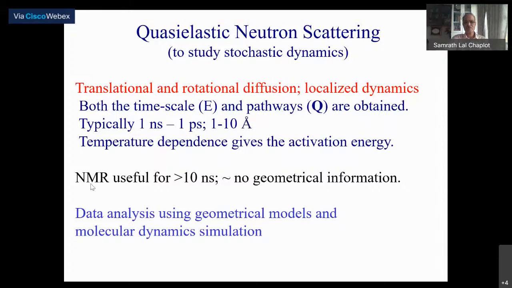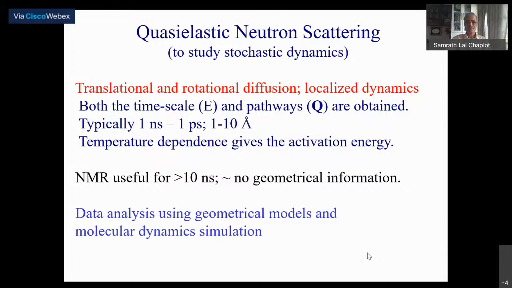As we just said, nuclear magnetic resonance is useful for slower dynamics, which is somewhat outside the range of neutron scattering. However, it doesn't give you direct geometrical information of the pathway dynamics, but you can get this information by indirect means from a variety of other information available. The neutrons are able to give it directly, meaning you don't really have to depend on other models. The data analysis is done using either geometrical models of the stochastic dynamics or molecular dynamics simulation. We will talk about that.